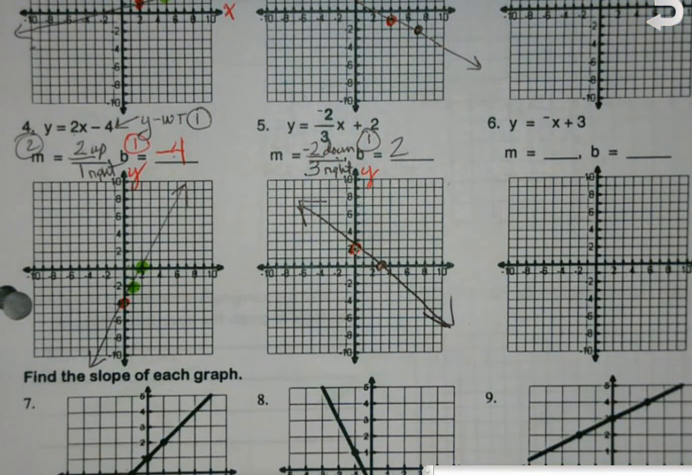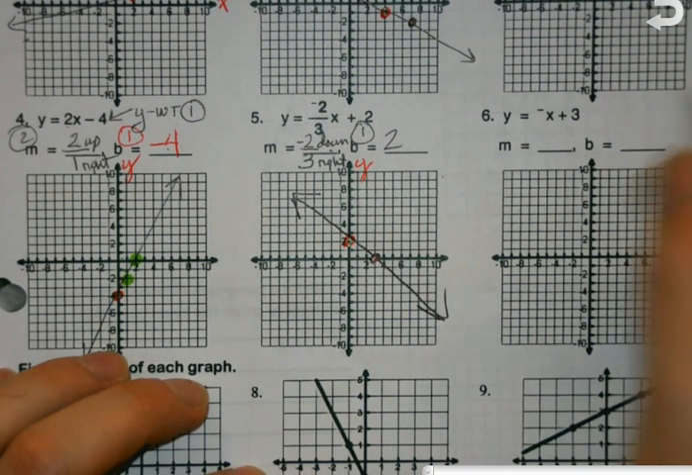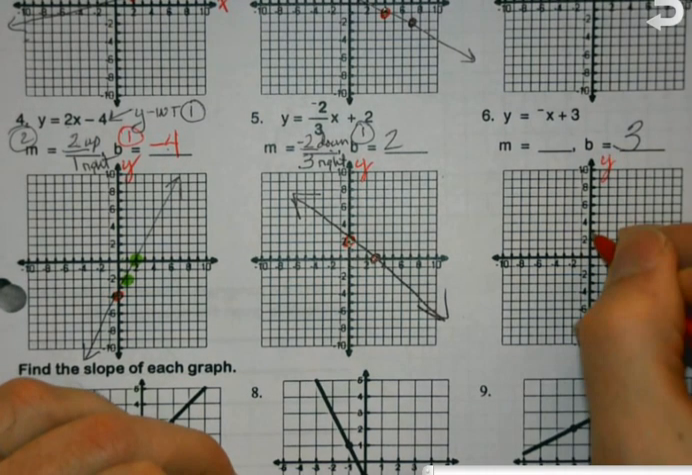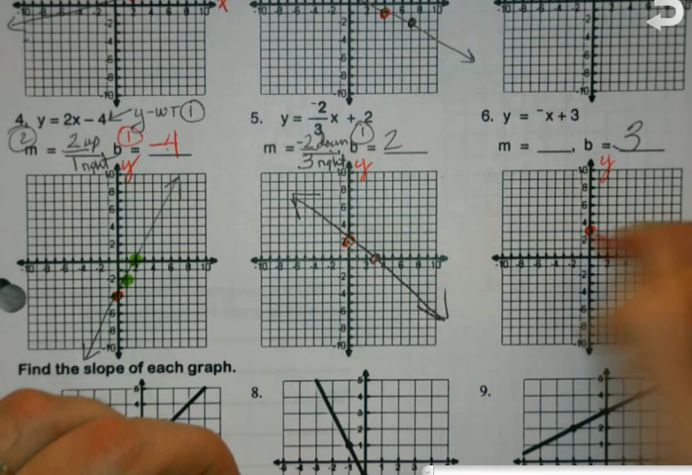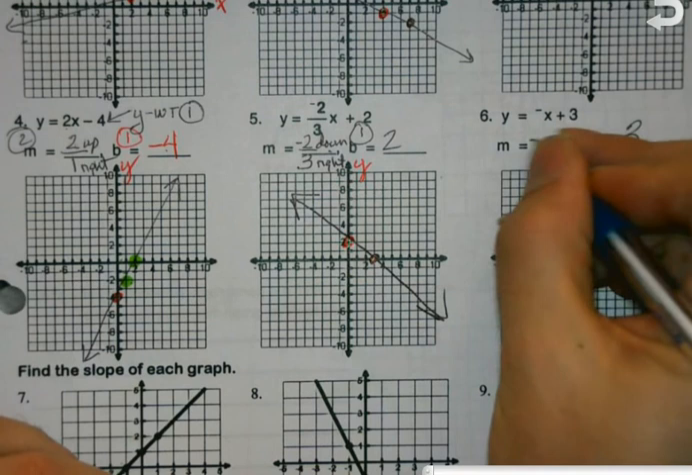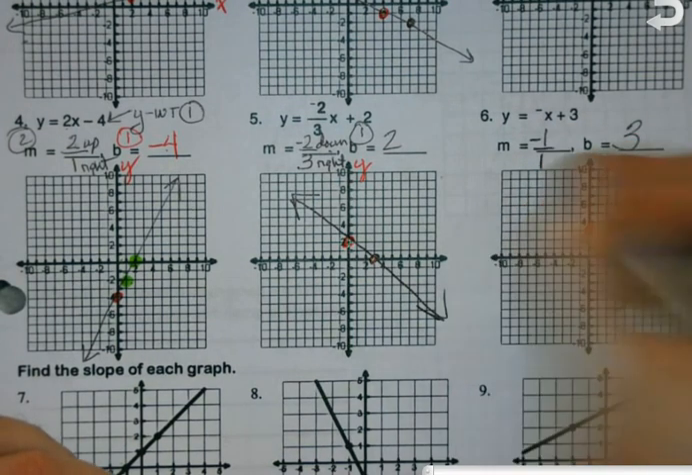For number 6, I'm going to try to speed up here a little bit. My y-intercept is 3. So it's positive. That goes up. Here's what I wanted to get to, though. What's my slope for 6? What's my m? Negative 1 over 1.